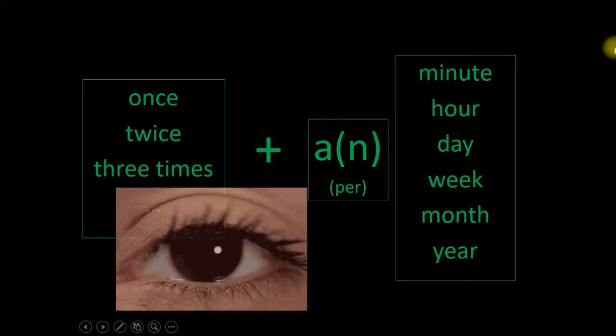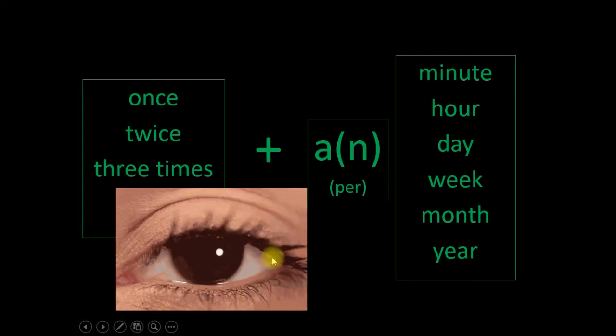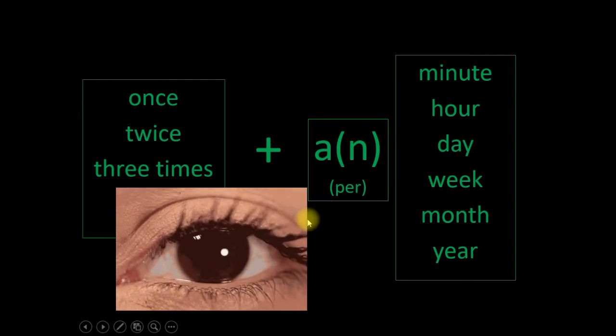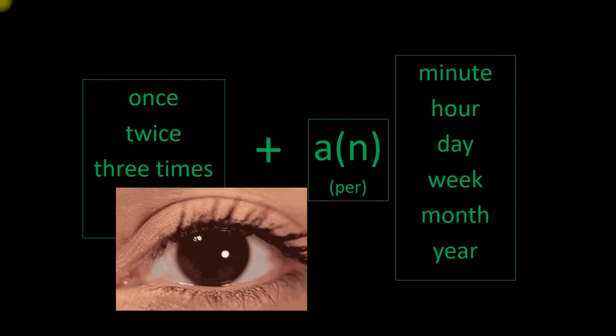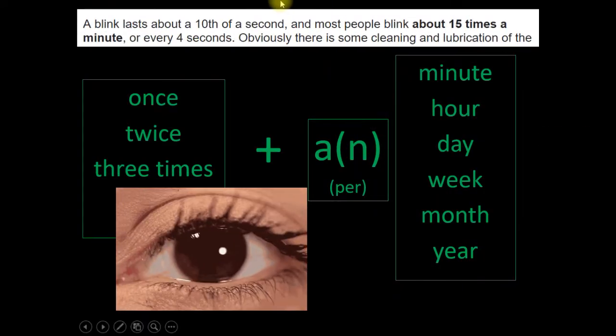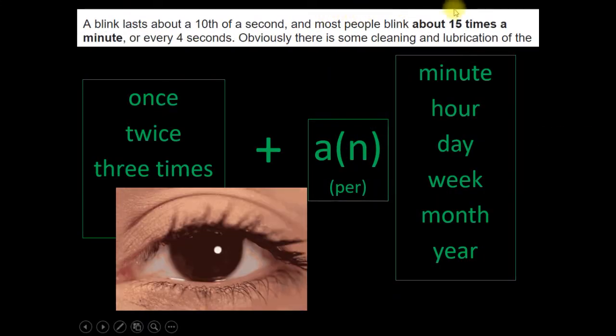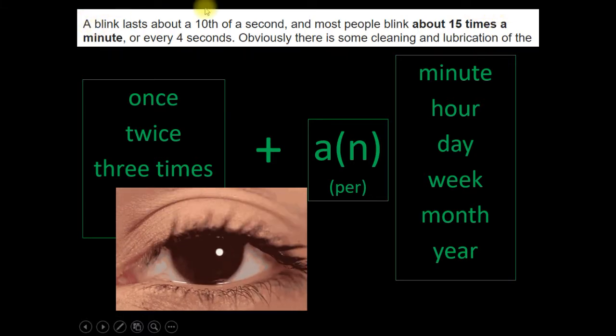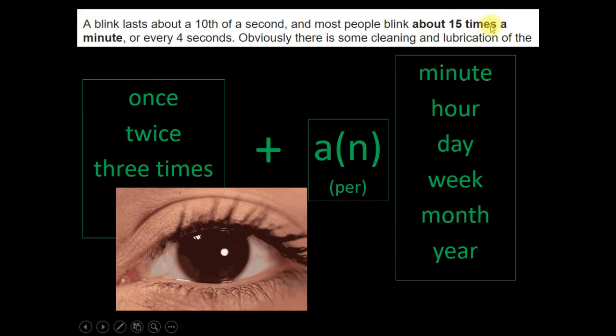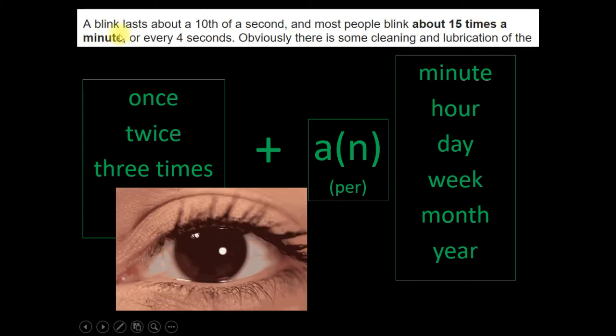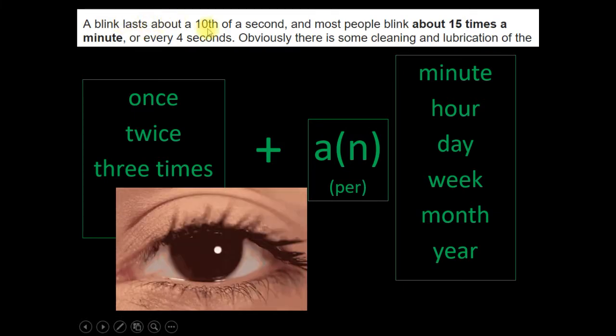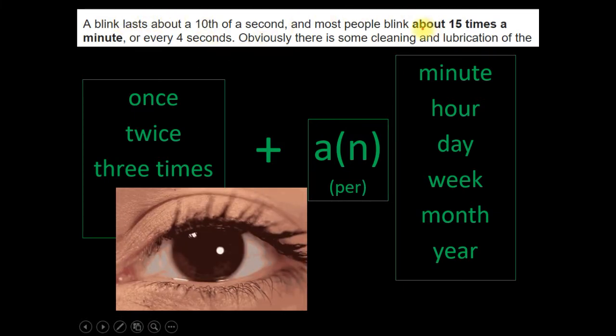Let's look at an example. We call this blinking. So if you want to ask the question, how often do people blink? Google will tell us this. Most people blink about 15 times a minute. Now notice here, 15 times with an S, a minute, no S, so this is singular. Or every 4 seconds. So these two frequencies, 15 times a minute and every 4 seconds, they're the same. And let's look at why.